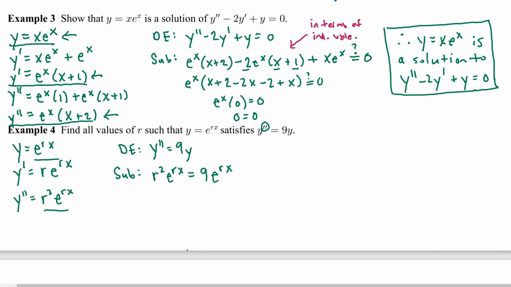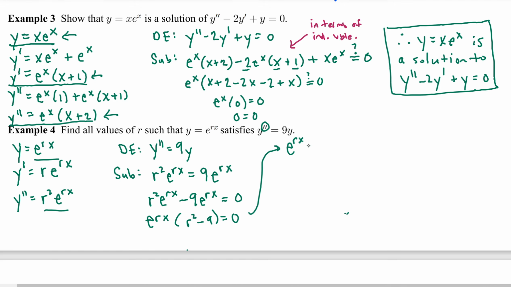Being careful not to divide both sides by something containing a variable, I'm going to collect all of the terms over here on the left. And then we can factor out the e to the rx term. That's going to leave behind r squared minus 9 equals 0. Then we have two factors multiplied equal to 0. So we know by the zero factor principle that we can set each of those factors equal to 0 individually. Now, the first factor, e to the rx equals 0, is actually an absurd statement.